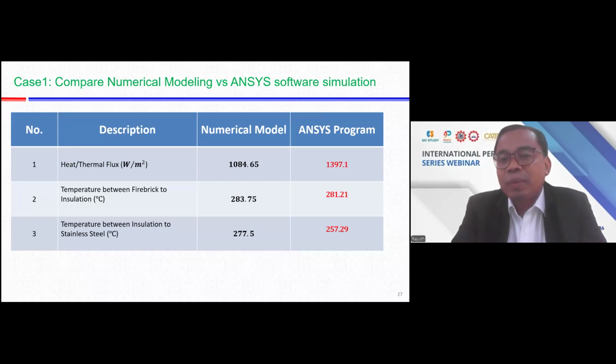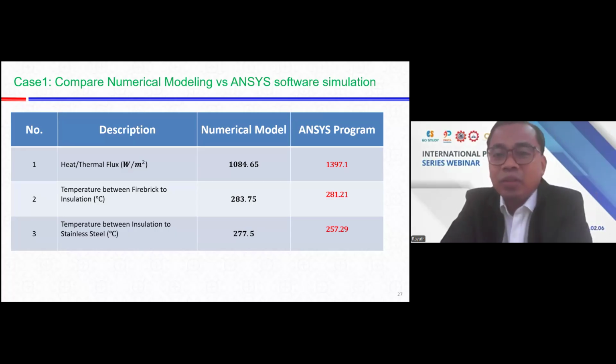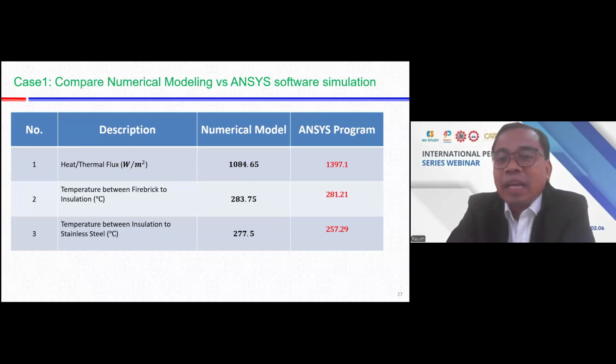First we use the mathematical, numerical model. The number is 1084.65. For the software, the number is 1397. So it's quite big, quite a big difference between the calculation and the software.